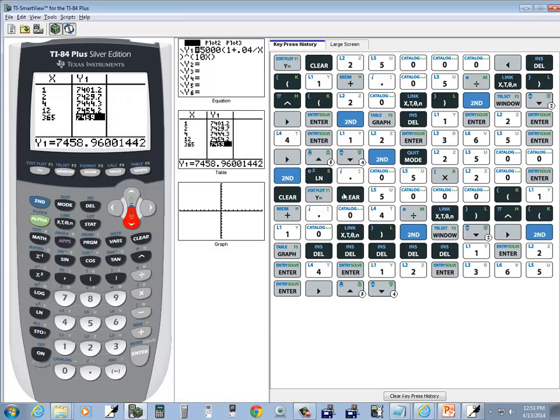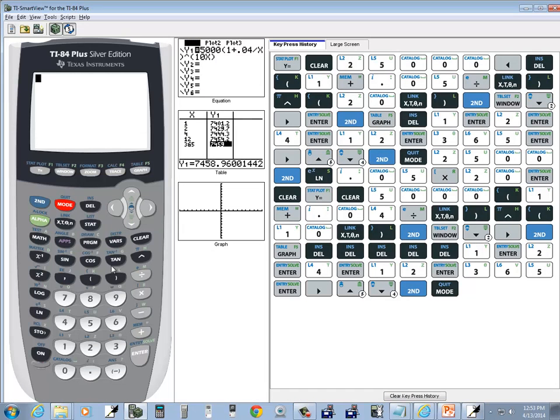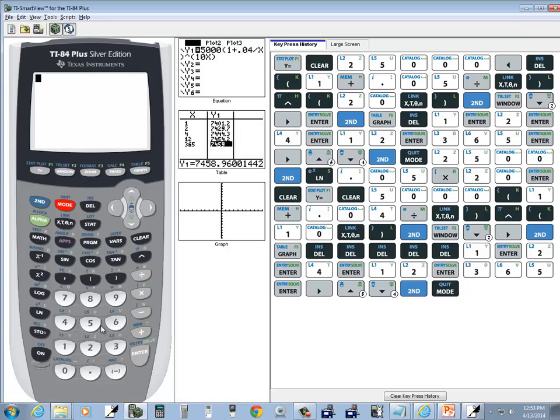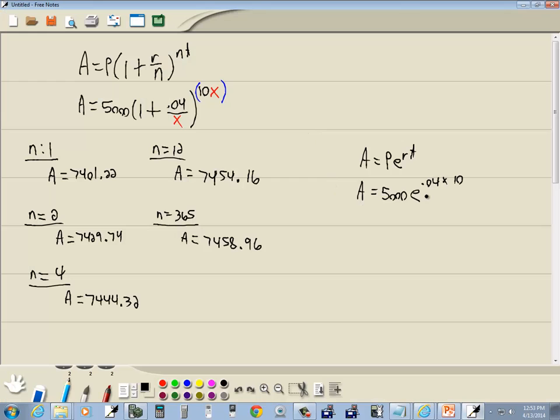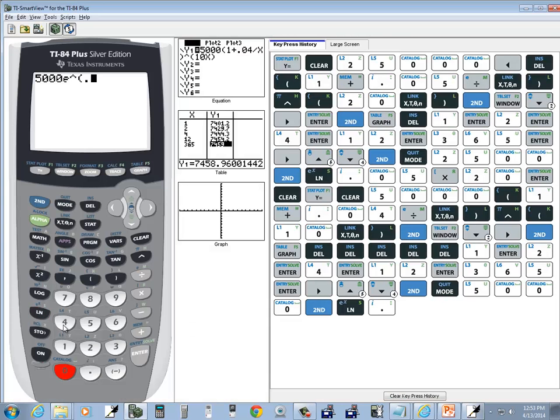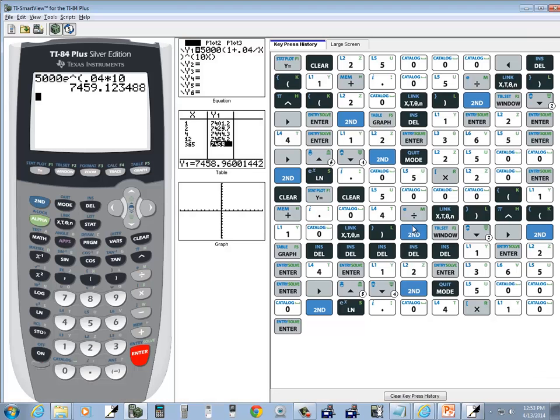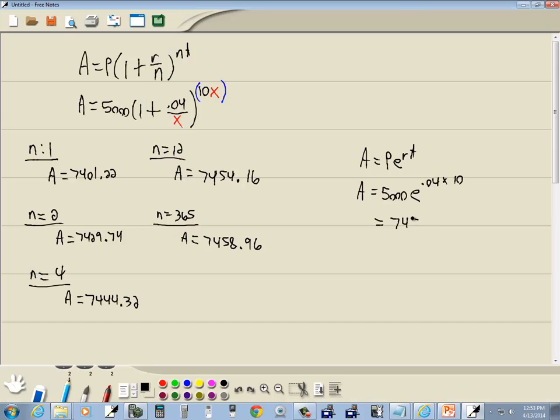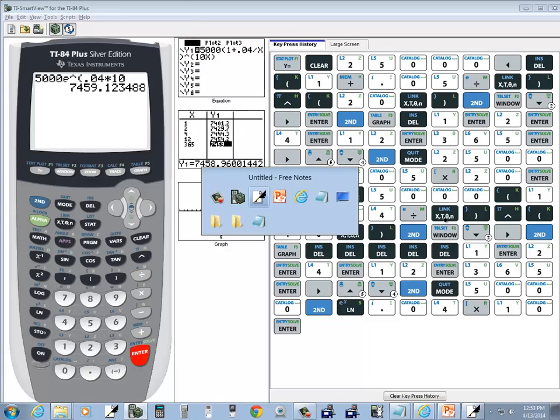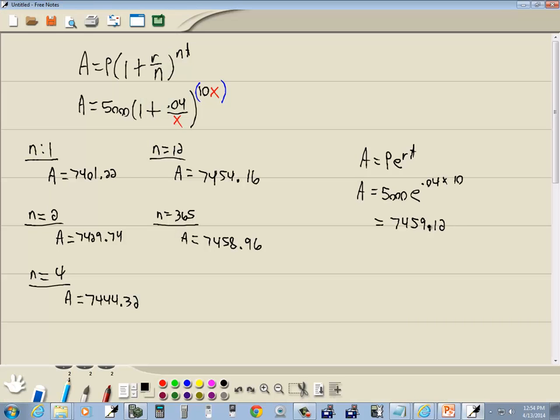Let's see how to enter this in. I do second mode, exit out. 5,000, E, so I do second ln, natural log. It puts an E, puts a caret, puts a beginning parentheses. And I'll have 0.04 times 10. Now notice I didn't put any extra parentheses in there. It put the beginning parentheses on that for me, and I didn't put any. That's how you want to enter it. And then press enter. And that gives us 7459.12. And those are our answers to that problem.